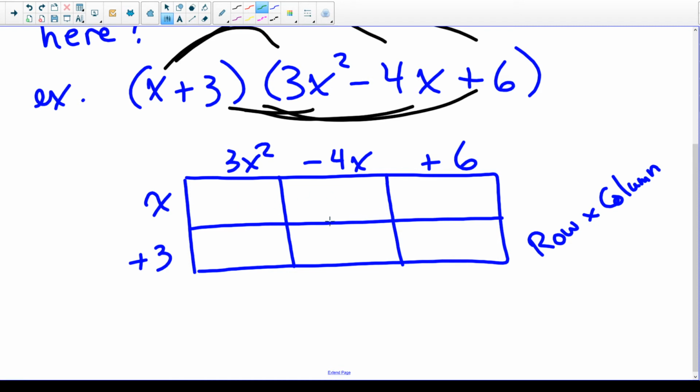row times column structure. So we're going to do x times 3x squared, which is 3x cubed. x times negative 4x, which is negative 4x squared. x times 6, which is 6x. And then 3 times 3x squared, which is 9x squared. 3 times negative 4x, which is negative 12x. And 3 times 6, which is 18.